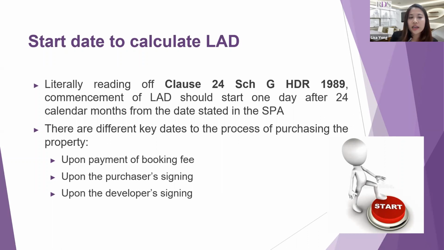There are actually several different key dates through the process of purchasing the property. Some would say that it's upon payment of booking fees. Some would say it's upon the purchaser signing the SPA. Some would say that it's upon the developer signing the SPA. So how do we determine which of these dates would be the starting date for us to calculate the LAD?